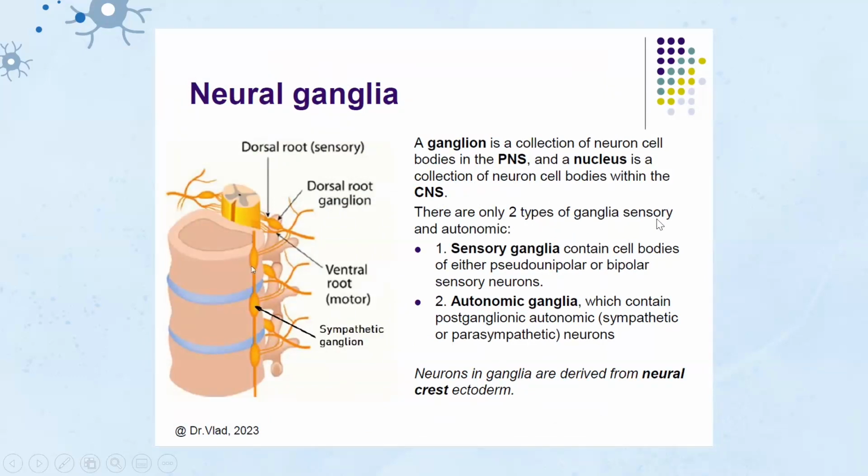There are only 2 types of ganglia, sensory and autonomic. The sensory ganglia contain the cell bodies of either pseudo-unipolar or bipolar sensory neurons, and the autonomic ganglia contain the postganglionic autonomic neurons, whether they're sympathetic or parasympathetic. Where neurons in the ganglia are derived from, you don't need to know because this is embryology.